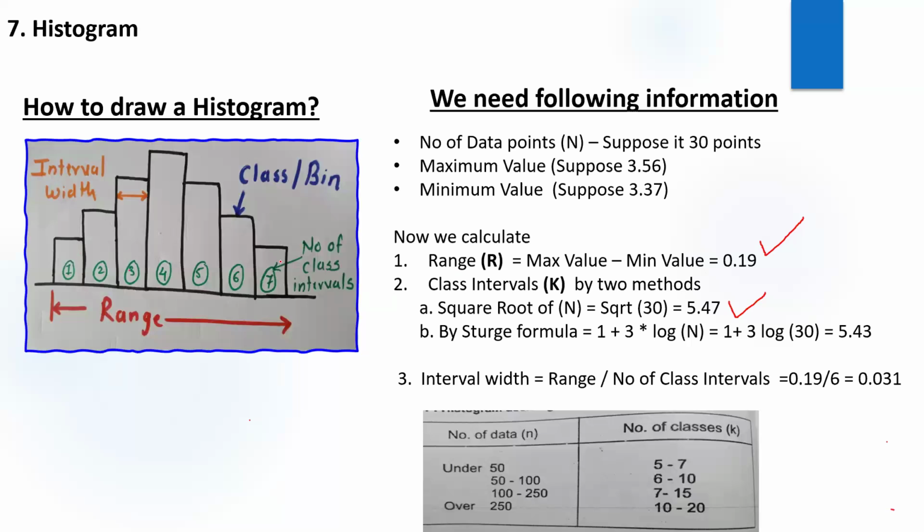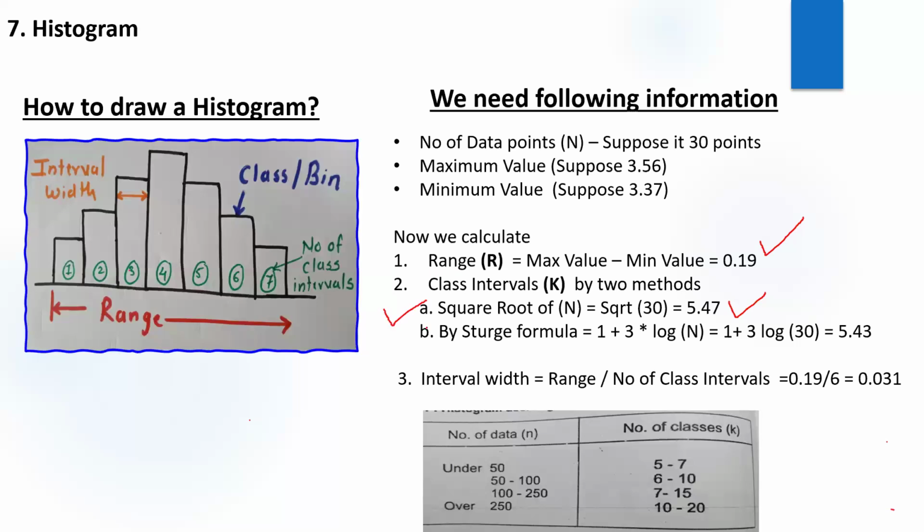That is one method. So how to calculate class intervals? Suppose your data points are 100. So the square root is 10, which means the number of class intervals k is 10. So one method is the square root method. You can use any one method.